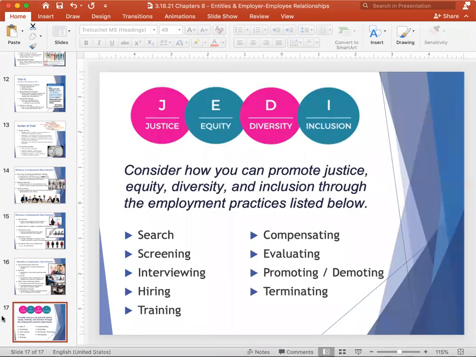And to conclude, I'd love to leave you with this thought process. On the screen, you will see a number of employment practices listed, and in our industry, we are continuing to see increased momentum and attention paid to addressing justice, equity, diversity, and inclusion. It's so important, and I encourage you to consider how you can promote justice, equity, diversity, and inclusion through these employment practices while you are in the industry as a sport manager. So how can we rectify past employment discrimination and increase opportunities for protected minority classifications and groups of people?